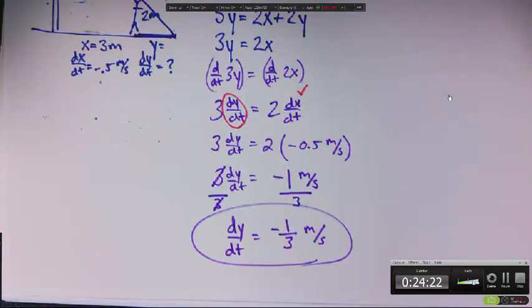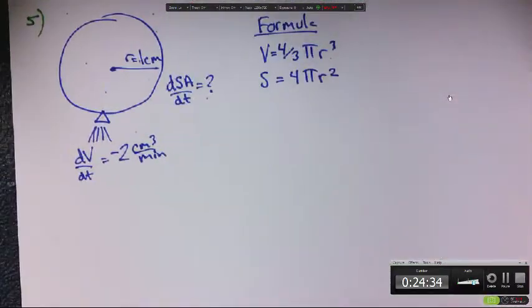All right, and then the last one in the assignment was number 5. It tells us that a spherical balloon is being drained at a rate of negative 2 centimeters cubed per minute. It wants to know how fast the surface area is changing. When a ball is shrinking, more air is leaving it. It's going from a large balloon down to a small balloon. So is the rate of the surface area going to be positive or negative? It's going to be negative because we're decreasing in size. So we should get a negative answer.